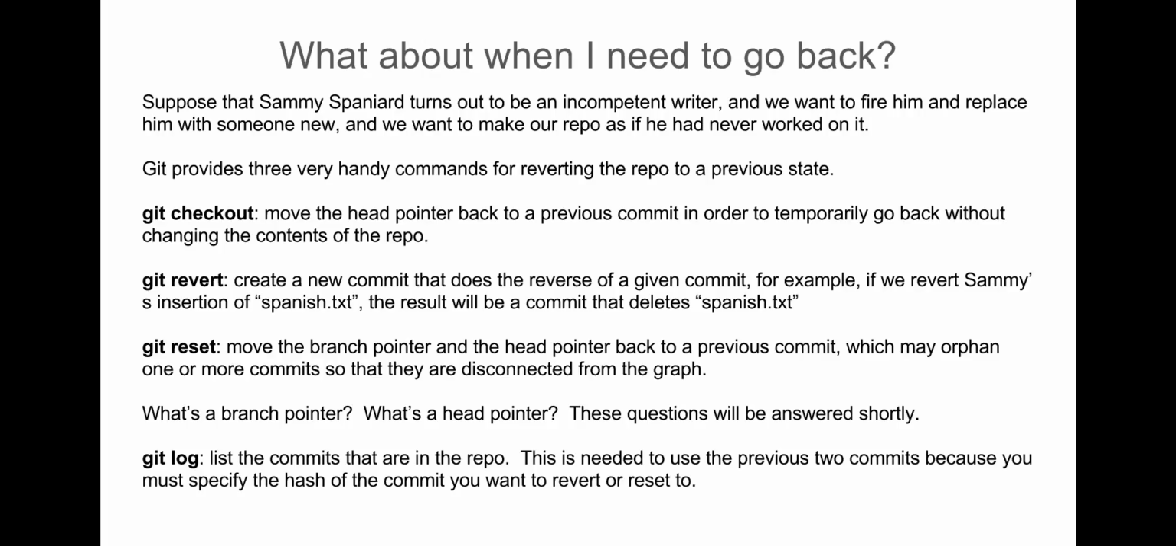And that way we preserve our ability to go back and see what we did, if that's what we need to do. And then finally, we have git reset, which can move the branch pointer and the head pointer back to a previous commit. And the important thing to note here is if you move the branch pointer back, then you can disconnect one or more commits from the graph, and then they can eventually be garbage collected and lost forever.